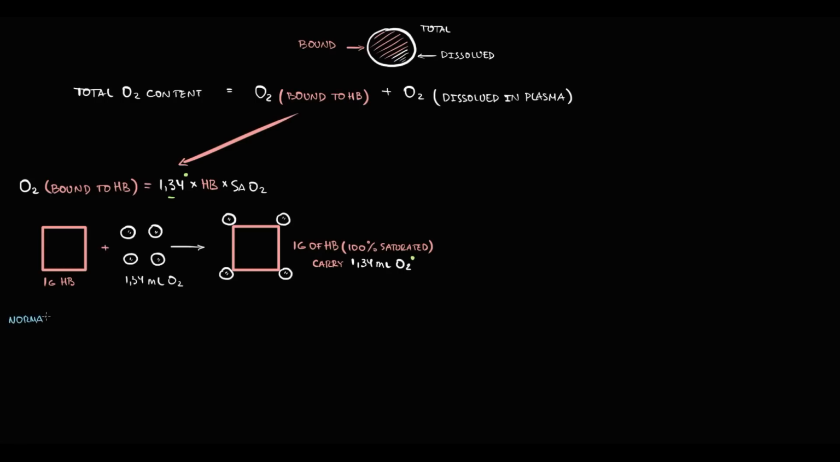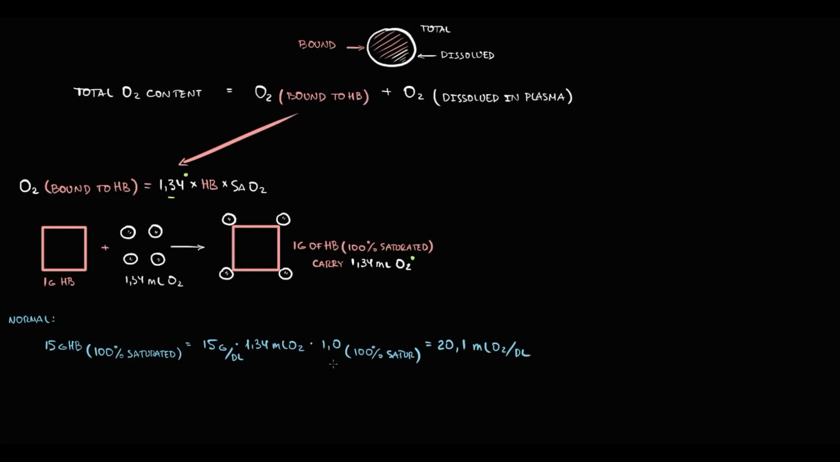Let's take a perfect condition. So, we have a normal concentration of hemoglobin, let's say 15 grams of hemoglobin per deciliter. 1 gram of hemoglobin can bind 1.34 milliliters of oxygen. So we multiply 15 by 1.34. And let's suppose that all hemoglobin molecules are fully saturated. So this gives us 20.1 milliliters of oxygen per deciliter of blood.